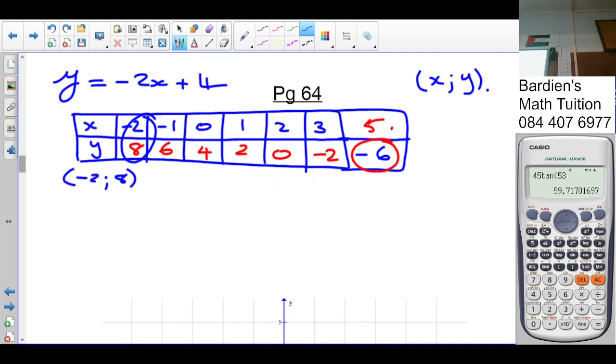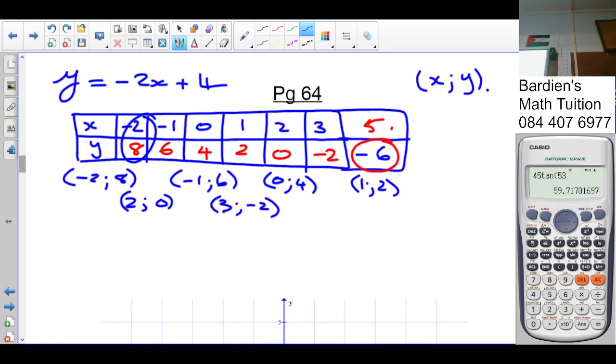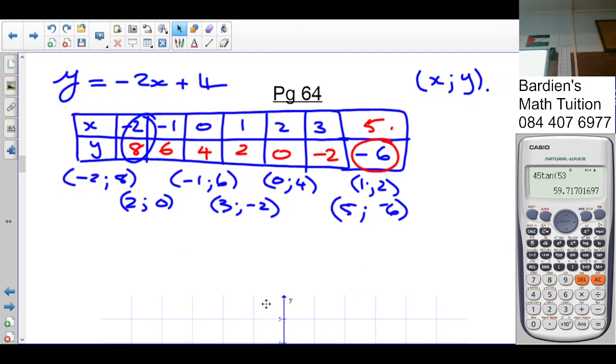The next one? Negative 1 and 6. The next one? 0 and 4. The next one? 1 and 2. The next one? 2 and 0. The next one? 3 and negative 2. The next one? 5 and negative 6. Okay. So you then had to draw it on the, what do we call this here?